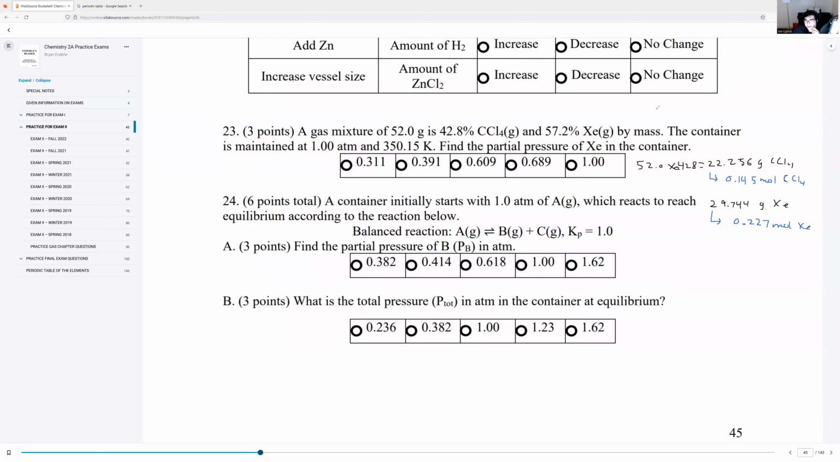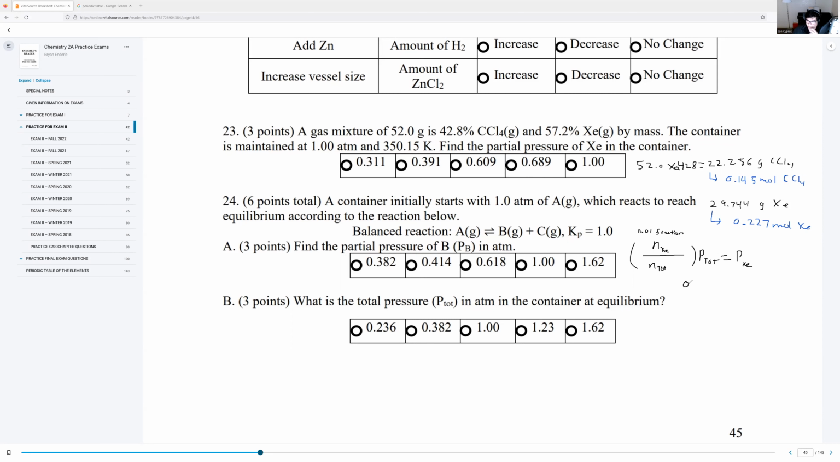Now, we just have to figure out what the partial pressure of xenon is. So to find the partial pressure, you're finding the mole fraction of xenon. So you're just doing the moles of xenon over the total moles in the gas. And then that's the mole fraction part. And then the pressure part is just times the total pressure. So the partial pressure of xenon is just the mole fraction of xenon times the total pressure.